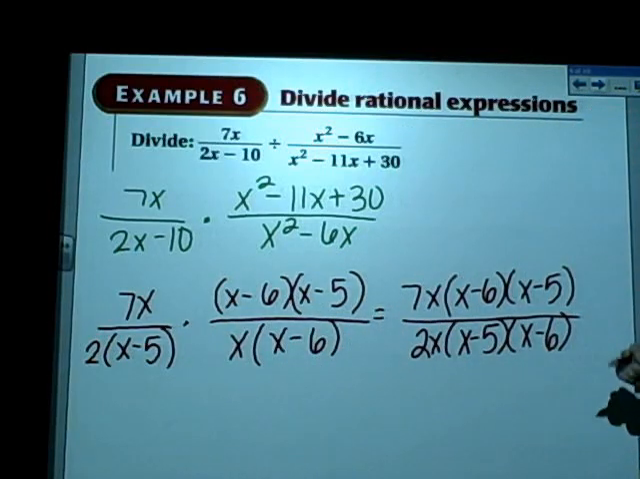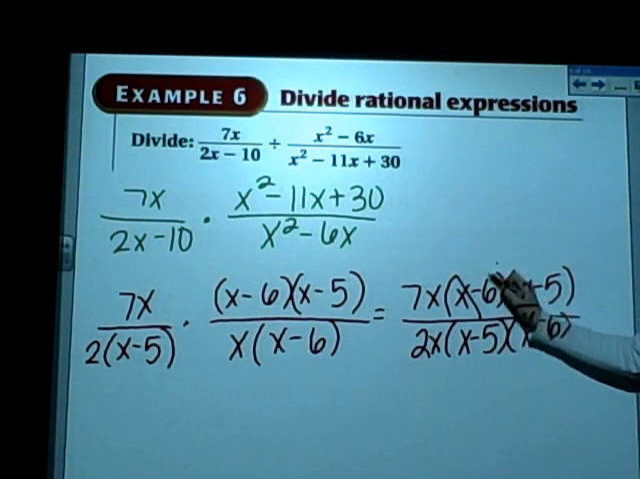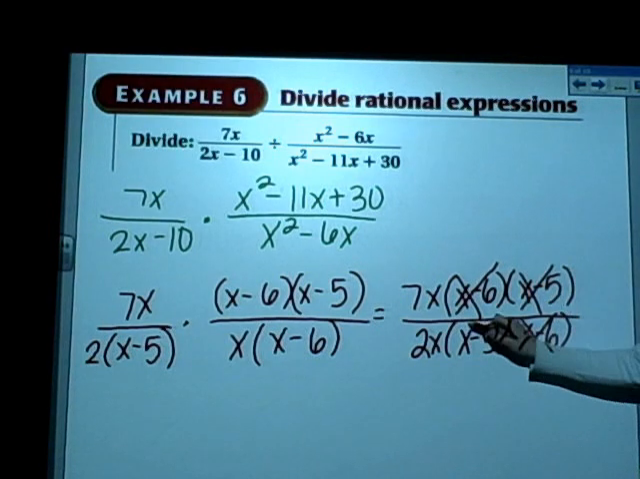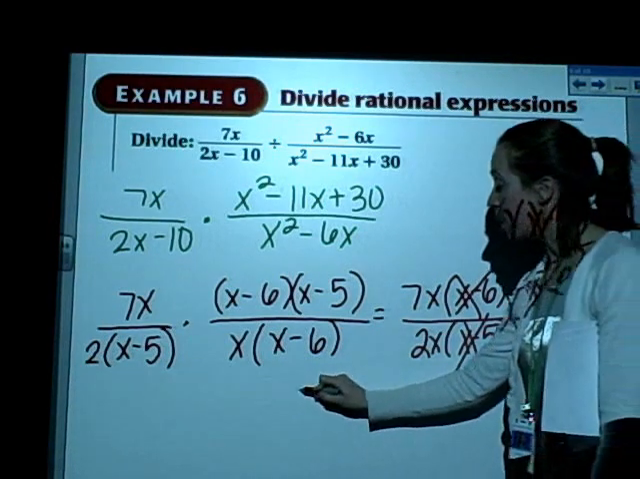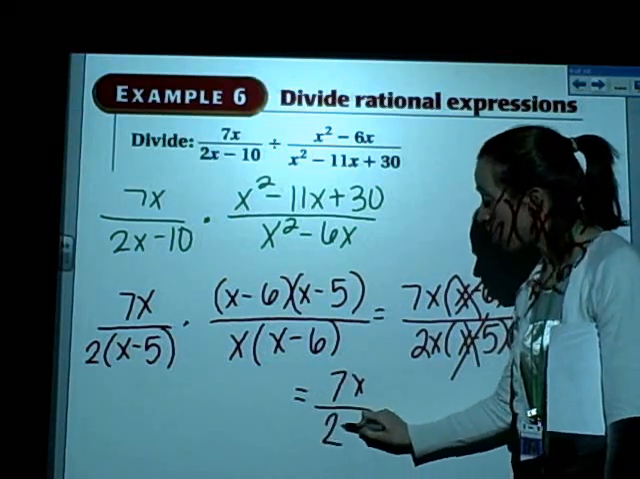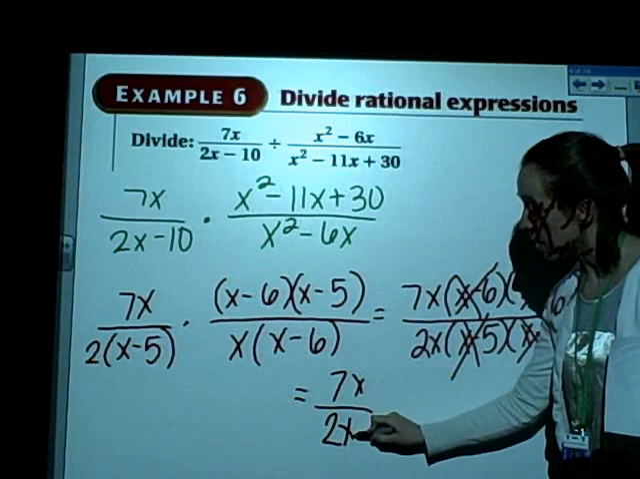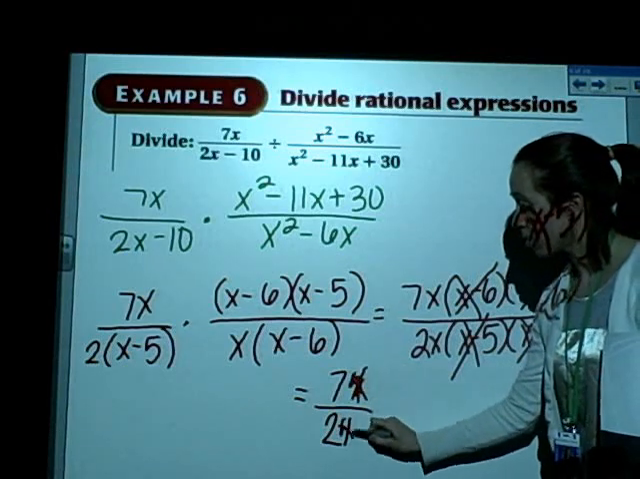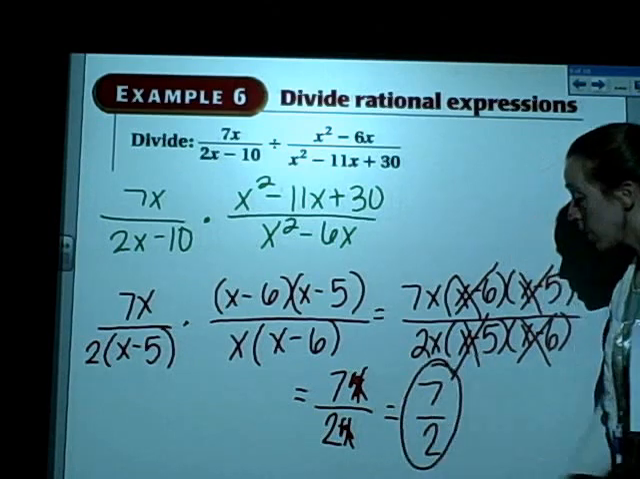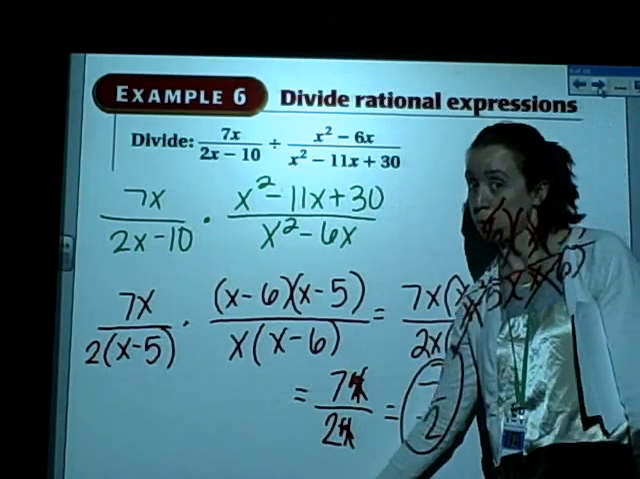Now we can do my favorite part. We can cross stuff off. We're going to cross off the x minus 6, cross off x minus 5. So my final answer is 7x over 2x. Oh, look at that. I have an x on top, x on bottom. That also is going to cancel out. So my final answer really is 7 over 2.